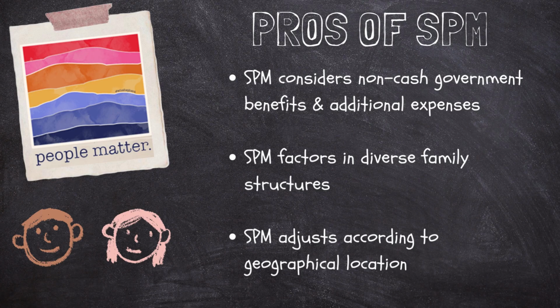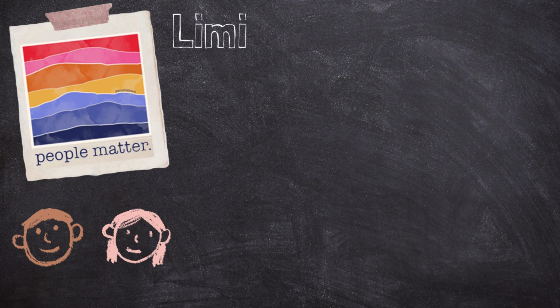This aids in providing a more accurate look at a given home's financial situation and allowing for proper aid to be applied. The OPM is not designed to do this due to differing structures being uncommon when it was first created. Lastly, the SPM adjusts according to an individual's broad geographical location. The SPM recognizes that it is important to consider where someone is living in order to compare their purchasing power.